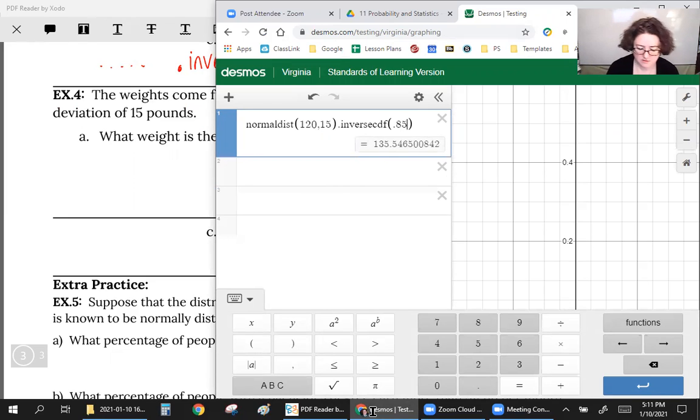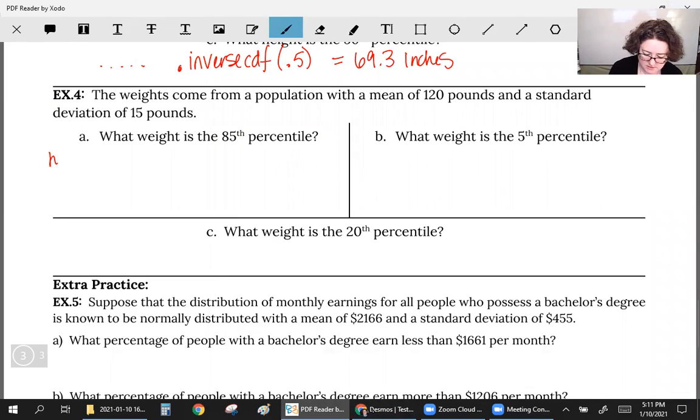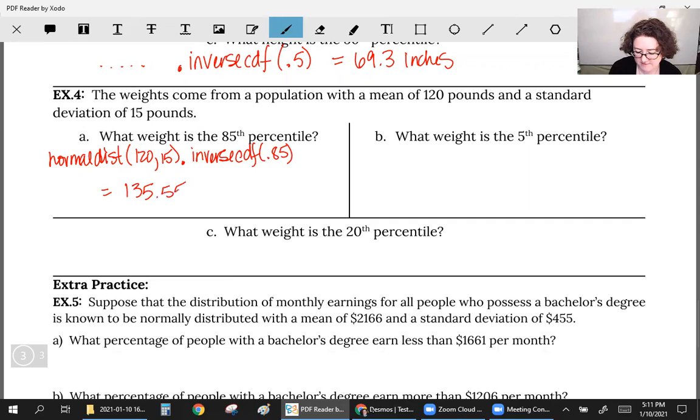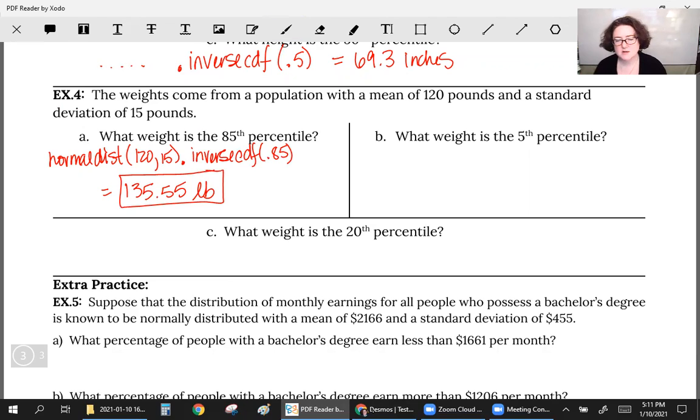Okay, so again, what we wrote. So this is normal DIST, standard deviation of, excuse me, standard deviation of 15, average of 120, dot, inverse CDF 0.85. And again, Desmos will just spit out our answer. So that's 135.55 if we round to the nearest hundredth. And again, I'm usually just rounding to the nearest 2 decimal places because that's a nice standard to go. That's going to give us very accurate answers for the most part.